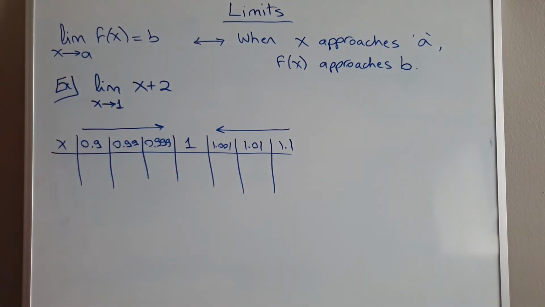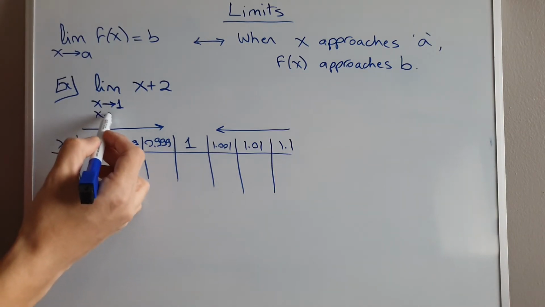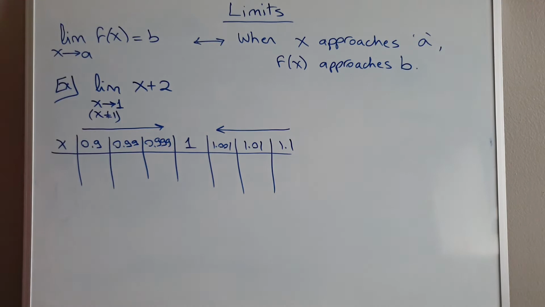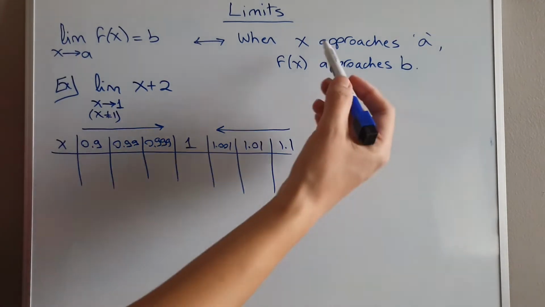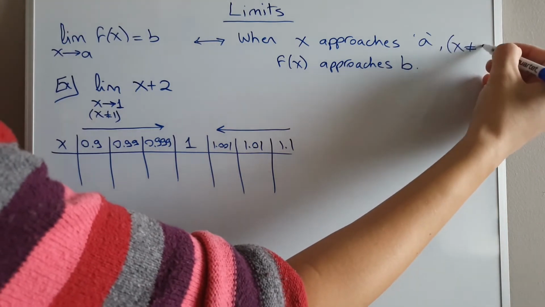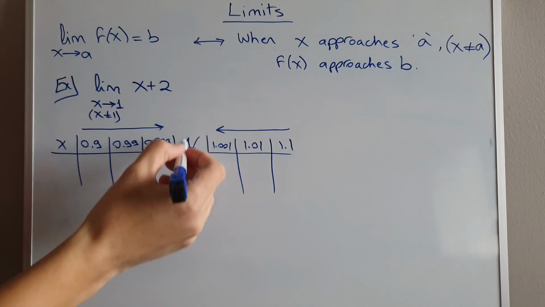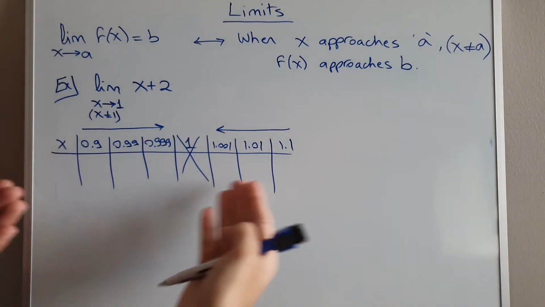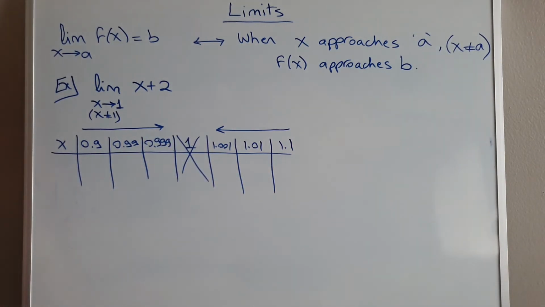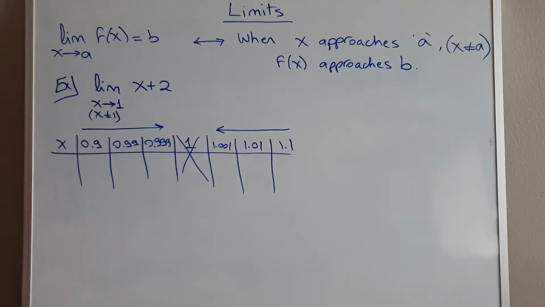I'm not interested in the value 1. When I say x approaches 1, this actually implies x will not take the value 1. So if I go back to my definition, x approaches a means x will be close to a, but it will never take the value a. So this is not what I'm interested in. I'm interested in the values that are close to 1. To find this limit, I have to evaluate x plus 2 at these values.